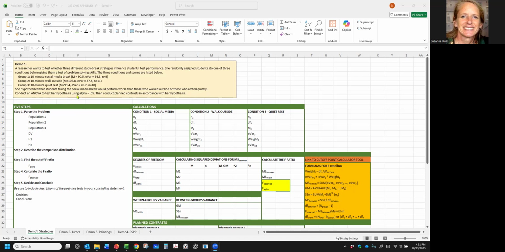We're asked to conduct an ANOVA to find out the omnibus F score and then conduct planned contrasts in accordance with the hypothesis stated in the previous sentence. So let's begin by parsing the problem.